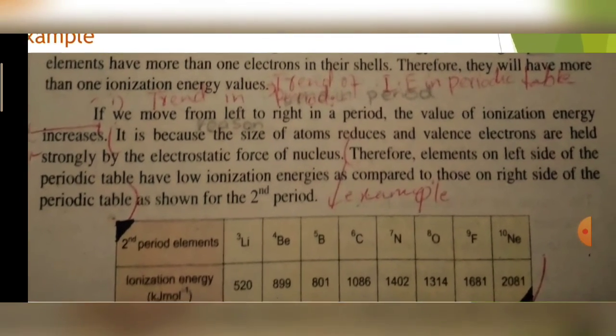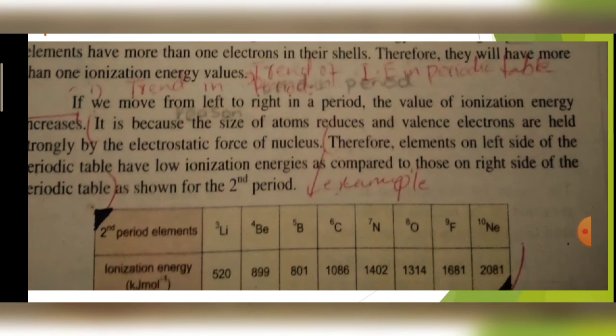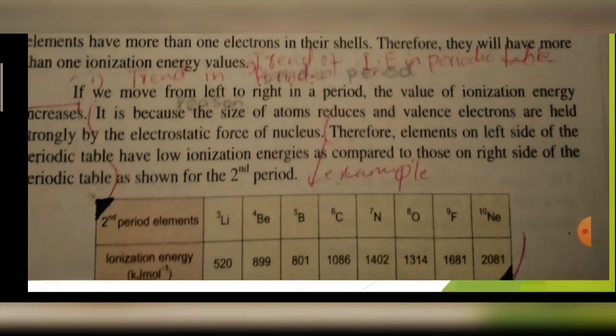We know that left side elements like lithium, beryllium, boron have low ionization energy, and on the right side, fluorine and neon have higher ionization energies, because their size decreases, increasing the force of attraction and the electrostatic force of the nucleus. This means the force of attraction which exists between opposite charges, for example, the positive charge on the nucleus and the negative charge on the electrons, which attract each other.